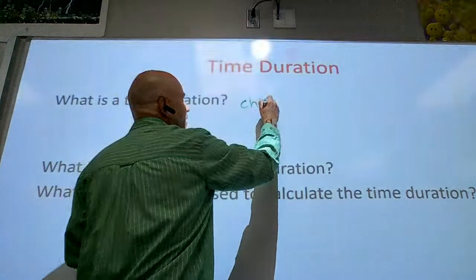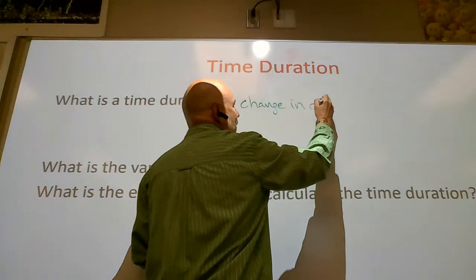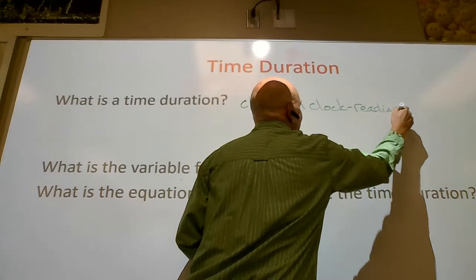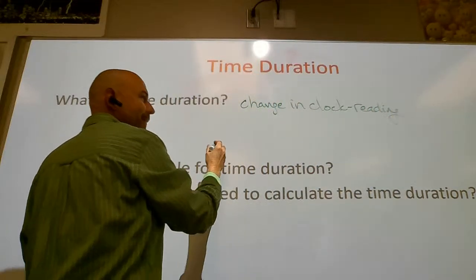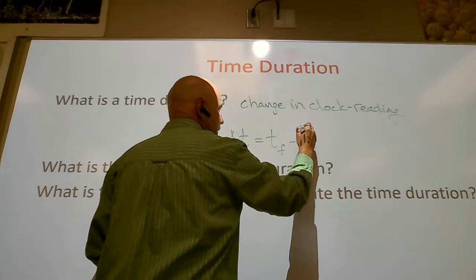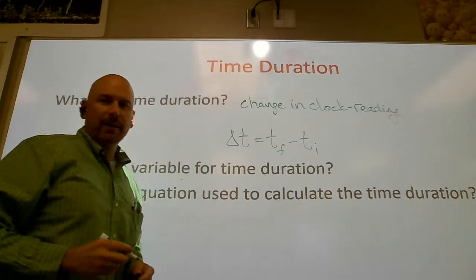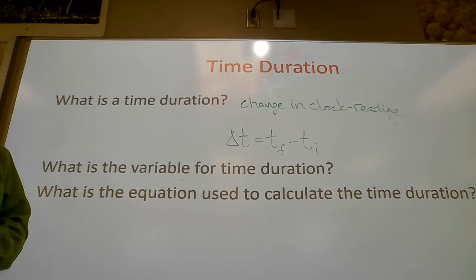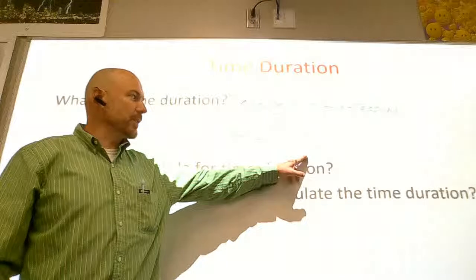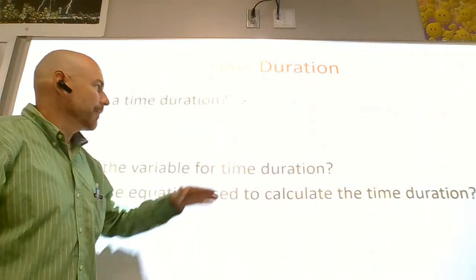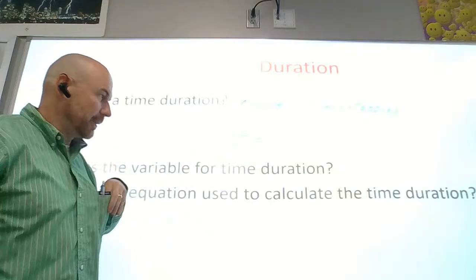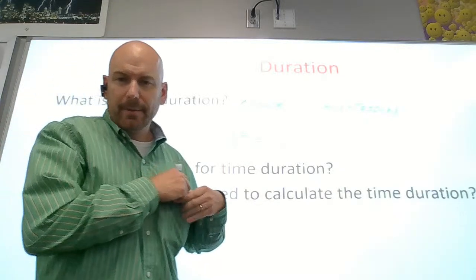Time duration. This is a change in clock reading. So it is final clock reading minus initial clock reading. And usually our initial clock reading is 0 if we use a stopwatch, but yeah, delta t is how long of a time. Okay, there you go.